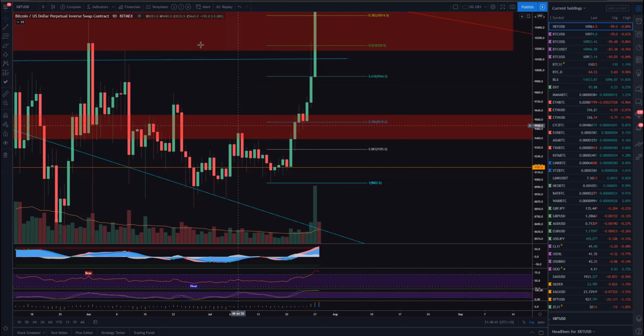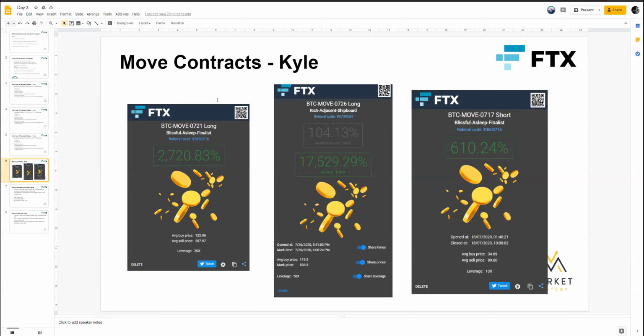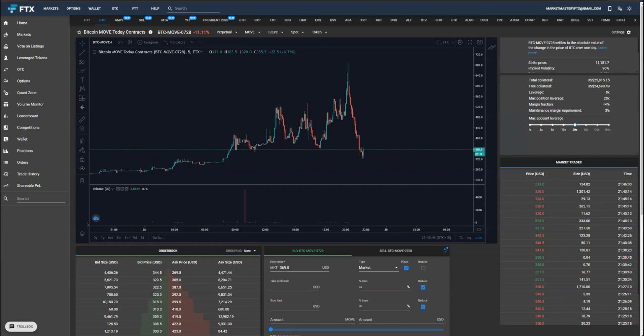So there's a few things that we need to learn about. Typically, I've found that the move contract is actually better to short because you have the whole thing of time decay over time. The way it works is similar to how an option works, right? Basically, you have an expiry, which is every day. So we're looking at the day contracts. You can have the next day contract as well.